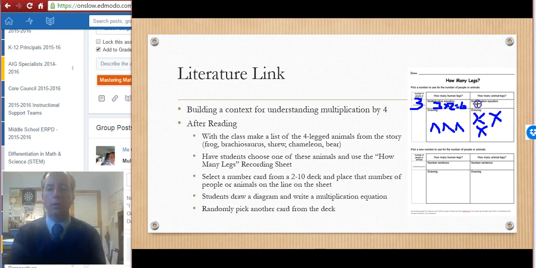And 3 animals with 4 legs each, or 3 groups of 4, is going to be, well, I could count those up if I wasn't sure. 1, 2, 3, 4, 5, 6, 7, 8, 9, 10, 11. Oh, that's going to be 12. And again, they would repeat the process, pull another card, and let's say they get 7, and they could do that here.